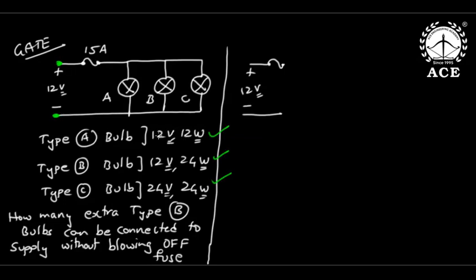So V rated squared by P rated, this is also 12. Okay, now this is 12 ohms. And the fuse is of course 15 amperes.